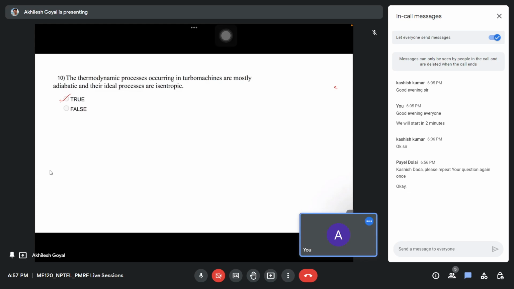Yeah, Payal, you are saying something. Sir, outlet velocity is higher than inlet. Why? Because this helps to move.